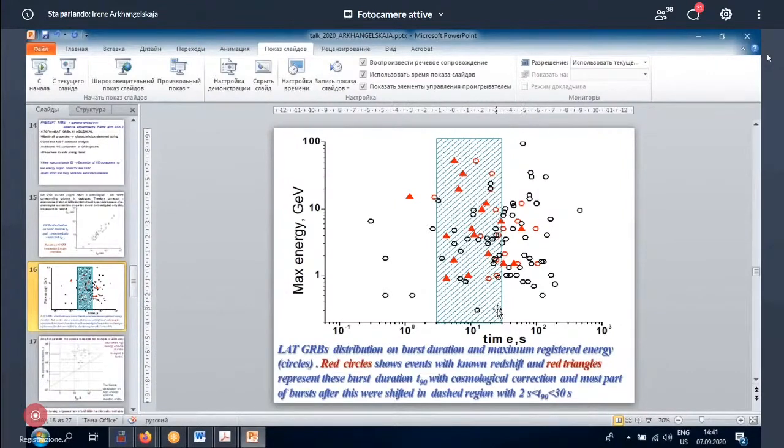This picture shows the GRB distribution on burst duration and maximum energy of registered photons. Red circles show bursts for which redshift is measured, and red triangles show the result of redshift correction. You can see that mostly bursts after redshift correction are shifted into the region approximately from 3 to 30 seconds in duration.